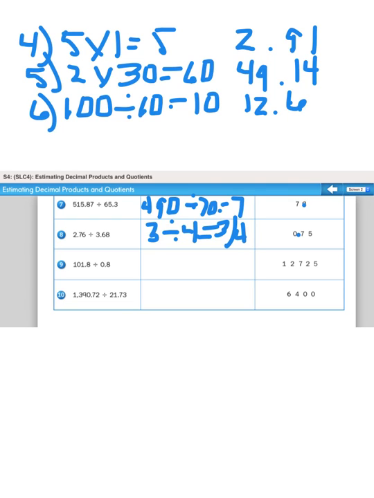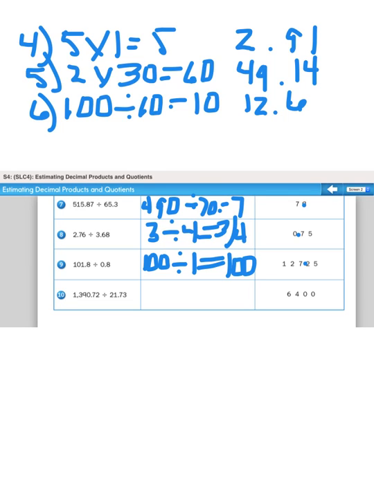Number 9, we're going to round 101.8 to 100, divided by 0.8, we're going to round to 1, so our estimate is 100. So that means our decimal has to go between the 7 and the second 2 right there.